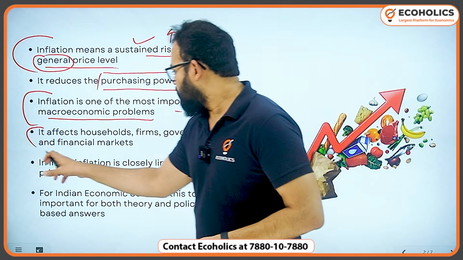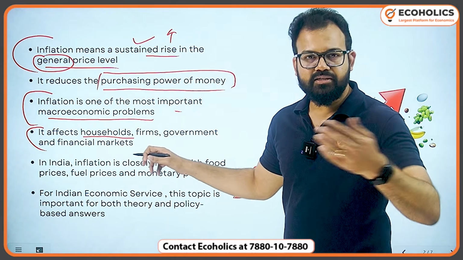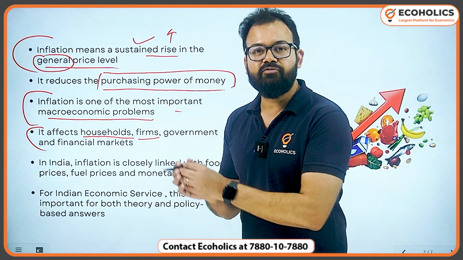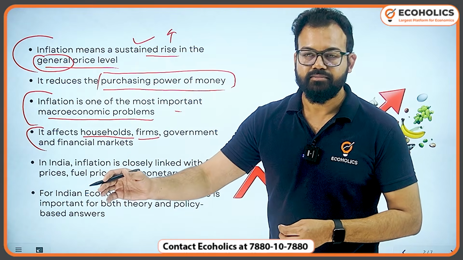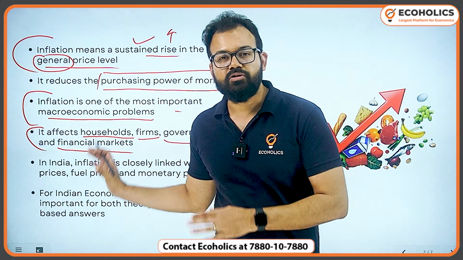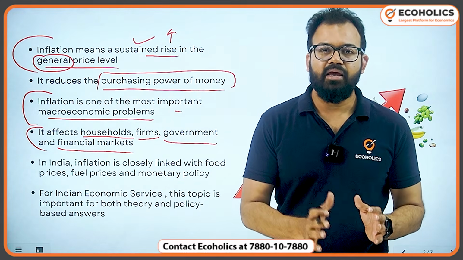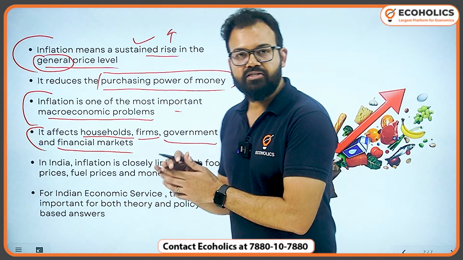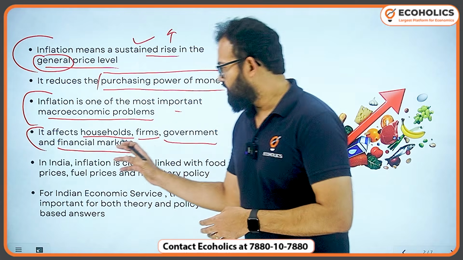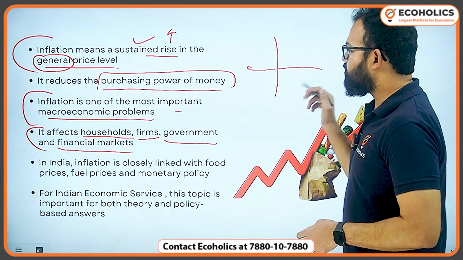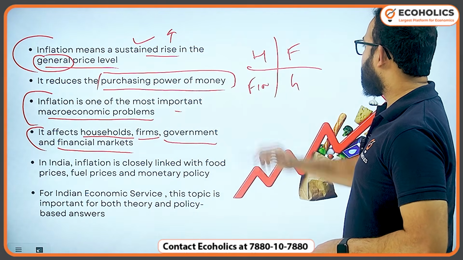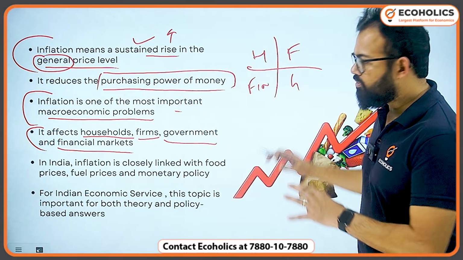It affects households, like you and me, firms, in order to make decisions. Like firms make investment decisions on the basis of price rise. Government and financial markets. So all these 4 sectors make decisions according to the inflation rate. So if inflation rate is moderate, it's predictable. You mention these 4. So you can write in your notes like this: households, firms, government, and financial market. This is how you remember if you do this in your notes.